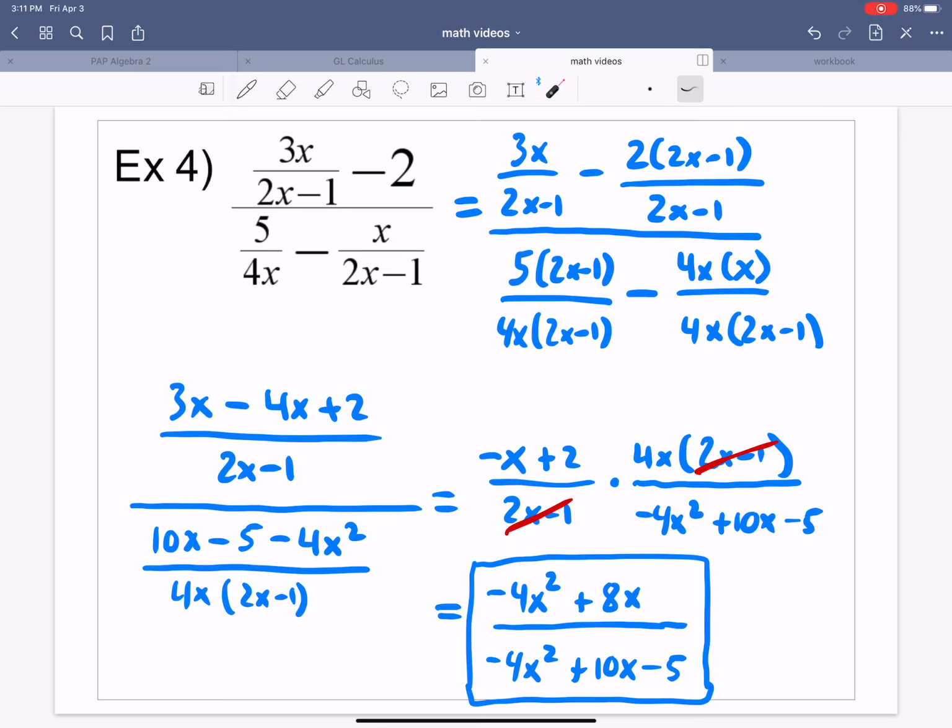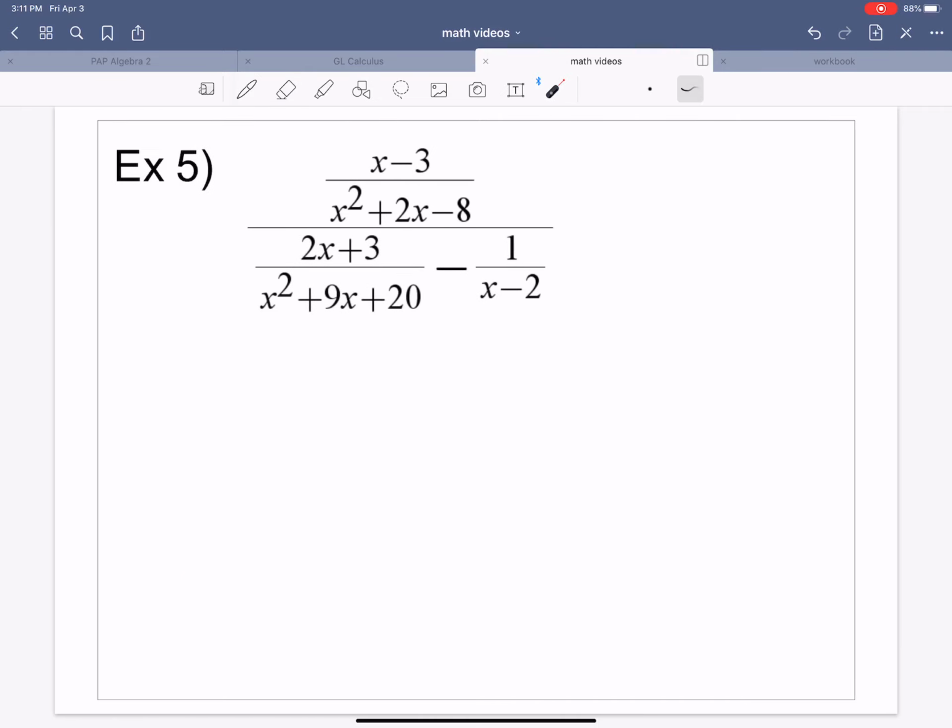All right, my people, example number 5. Example number 5 is a doozy. It is a fun problem. We got a lot of work that's going to happen here, so bear with me. Here we go. All right, get your mind right.